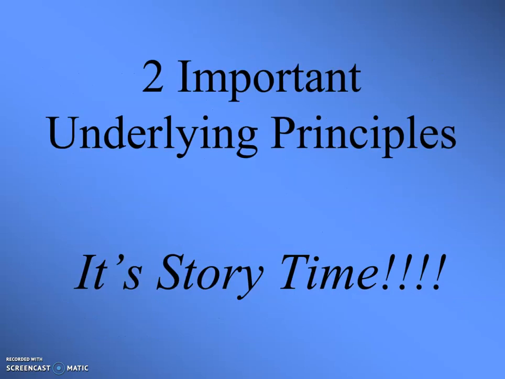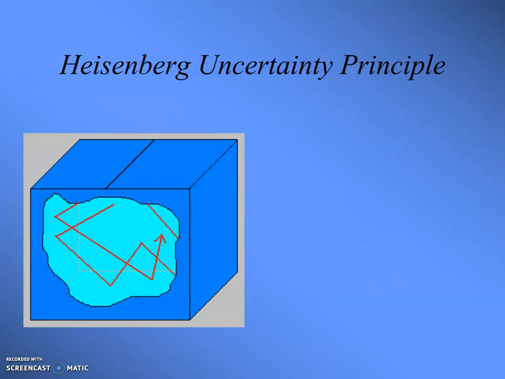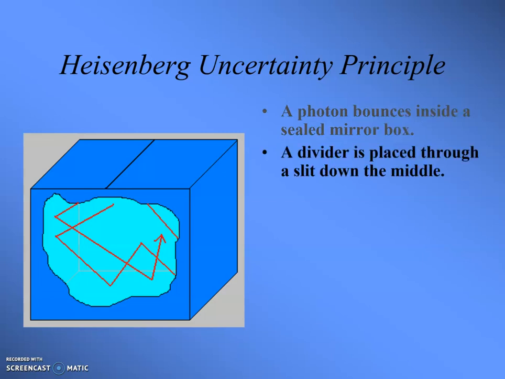All right, so there are two really important stories that you've probably heard of, especially if you have watched Big Bang Theory. One is the Heisenberg uncertainty principle. So suppose you've got a light photon bouncing around inside of a box. It's all mirrors inside, just bouncing around. And what you do is you put a divider, like a double-sided mirror, right down the middle of the box and cut the box in half. Which side is the photon on? Is it on the left side? Is it on the right side?